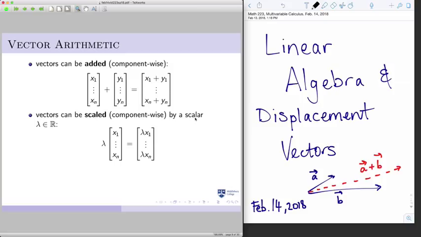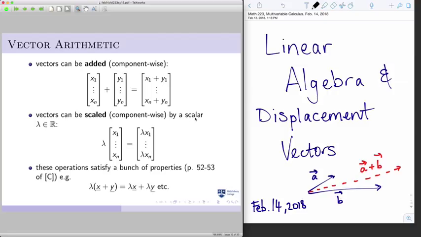Remember that vectors can be added, so given any two vectors, and these have to both be vectors inside the same vector space, I can add them component-wise. Similarly, if I take a vector, I can scale it by some scalar, or a real number. What we do is we take our scalar, lambda, and to scale our column vector, we just scale component-wise.